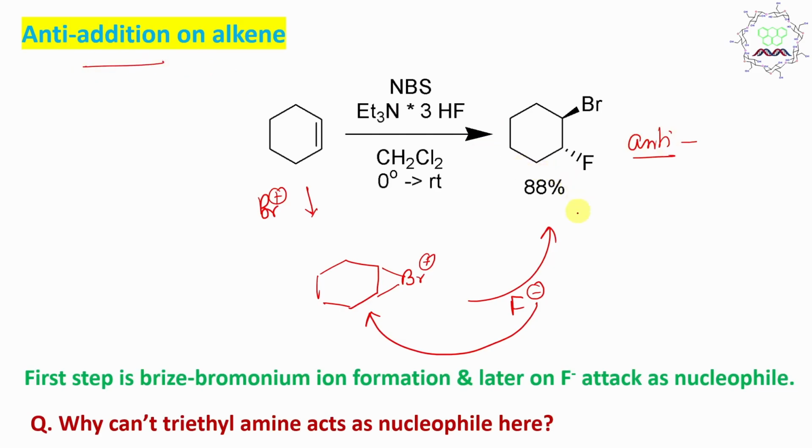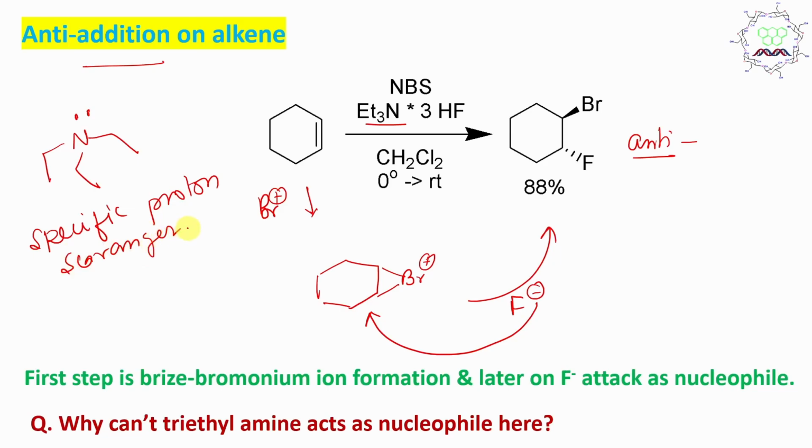Now the question: why does fluoride attack, why not triethylamine? By the way, first of all, if you look at this molecule, because of the three ethyl groups, it is bulky, and it is considered a specific proton scavenger. It means it can very easily act as a base rather than a nucleophile. I have already discussed a dedicated lecture on specific proton scavengers or selective bases; you may visit it for learning. So it can act as a base.